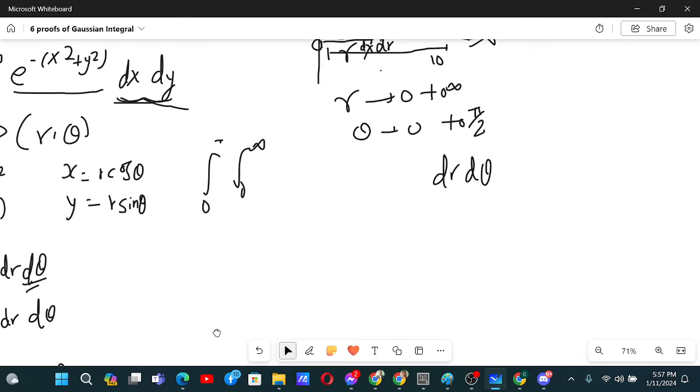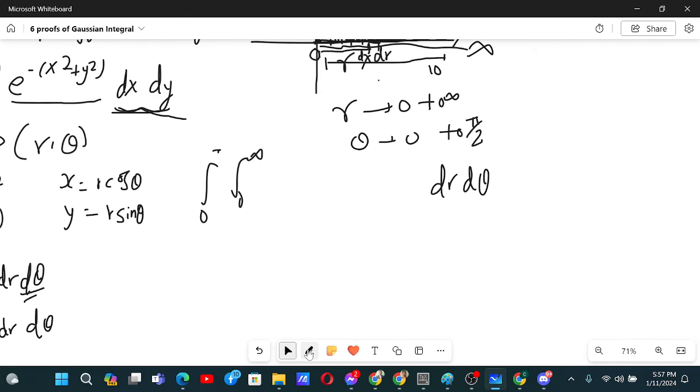Now let's be back here. So dx dy is actually equal to r dr d theta, and then e to the power minus (x square plus y square) is just r square. So we have reached this point. Now it's really easy to solve from this point.